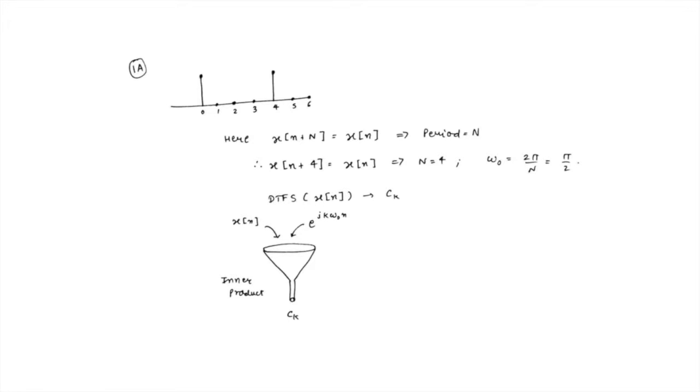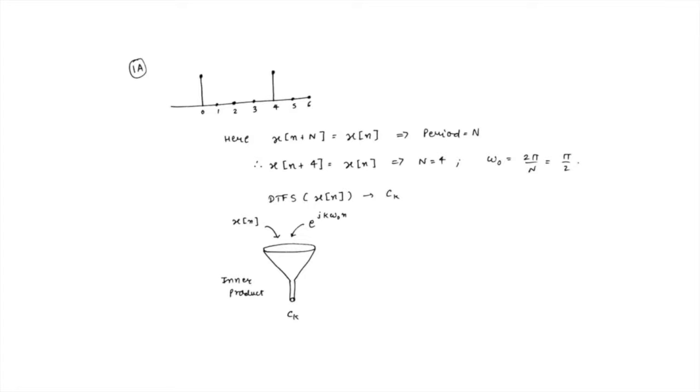Let us have a look at a few examples of discrete time Fourier series. In this example, we have a discrete time signal x of n, which is an impulse function, an impulse at n equals 0, which is repeated after every 4 samples, for n equals 4, n equals 8, n equals 12, and so on.